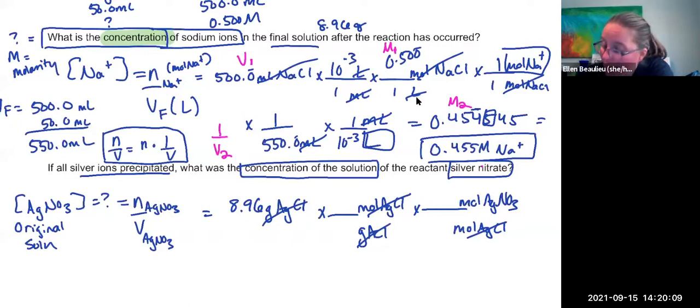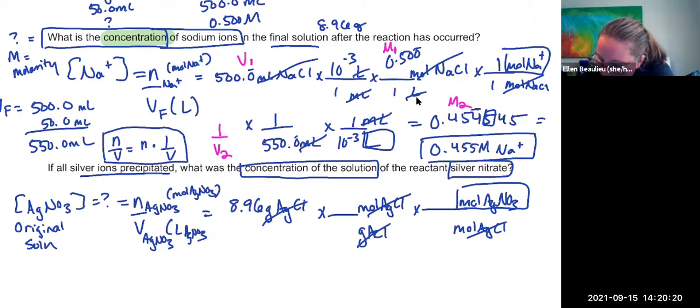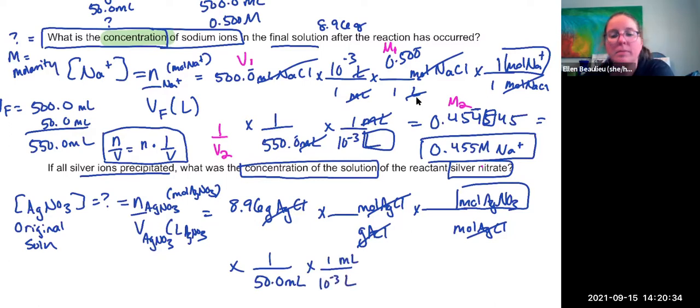So now I have what I need in my numerator, moles of silver nitrate. Now I just need the liters of silver nitrate. So again, I'm going to put that volume in the denominator. It's 50 milliliters of that original solution, but I need liters in my denominator, so I'm going to do that metric conversion at the end. So again, I'm doing that N times 1 over V thing down here.